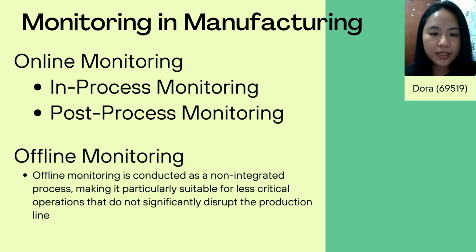My name is Doravita and I will continue with the monitoring in manufacturing. This refers to the systematic observation and measurement of various parameters and activities throughout the production life cycle to optimize performance. An online monitoring system in manufacturing refers to a real-time automated mechanism designed to continuously observe and assess various aspects of the production process. In-process monitoring refers to the comprehensive oversight involving the real-time tracking of raw material being processed and the ongoing condition of each machine.